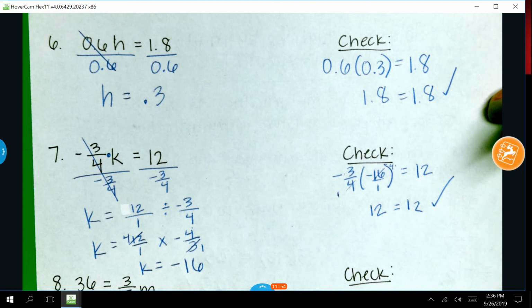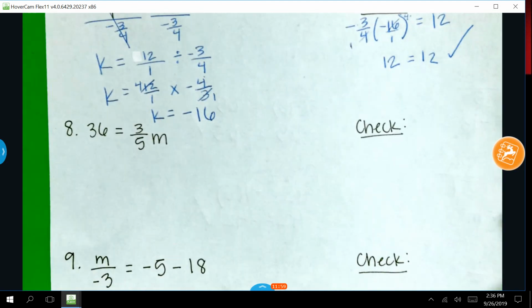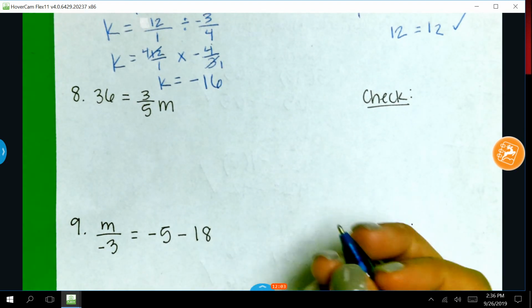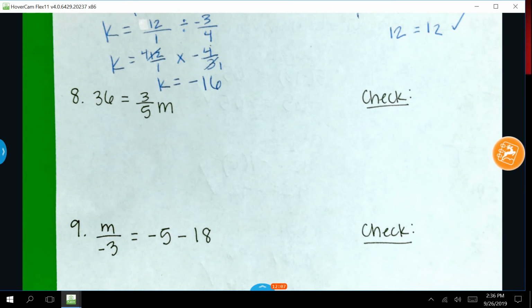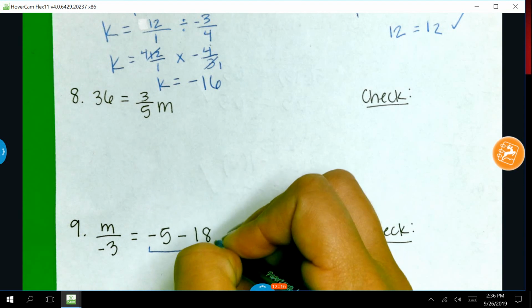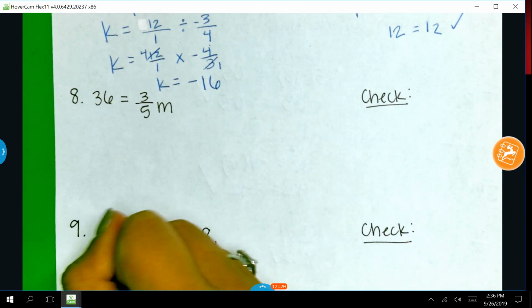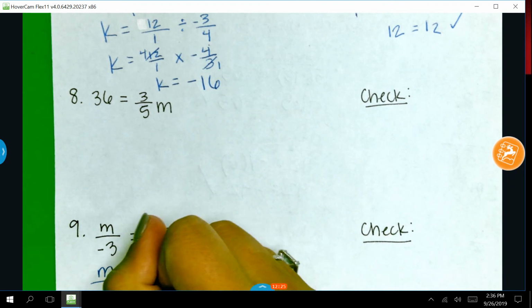Yeah, let's skip down to number 9. Number 8 is just like that. You're dividing by 3/5, so you're going to have to keep change flip. Number 9, just like on our homework, if you can combine like terms, you need to do that first. So do you see any like terms that I need to combine? Yes, my negative 5 and my negative 18. I need to go ahead and add those two together. So what do you get? Negative 23.